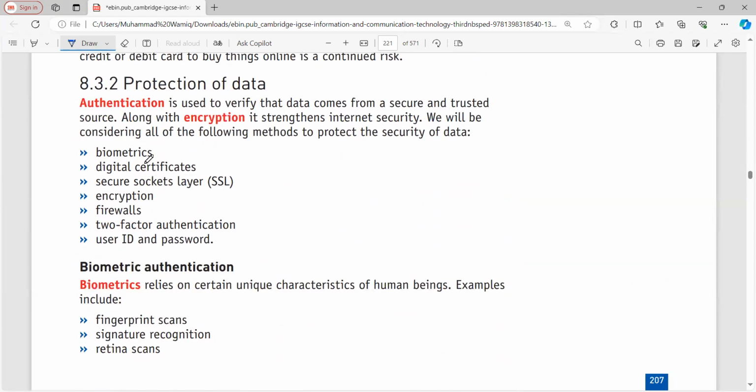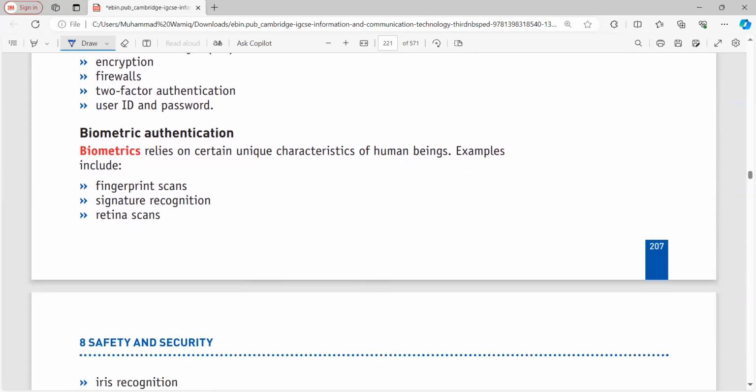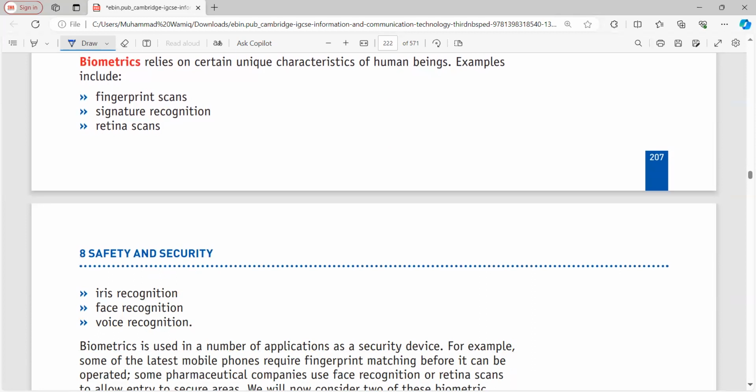Now, this is 8.3.2, which is the protection of data, and authentication of the data mostly refers to your data coming from a secure and trusted source. Some of the examples are biometrics, digital certificates, SSL, encryption, firewall. First of all, I have biometric authentication. You have witnessed this in various examples of laptops, iPhones, or any other technology that relies on biometrics so that they can authorize that this is the right person.